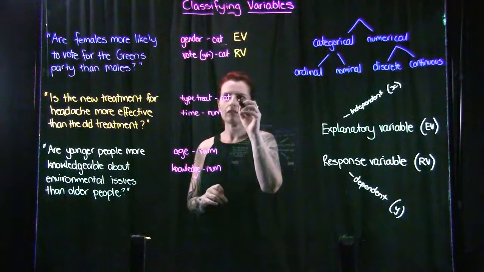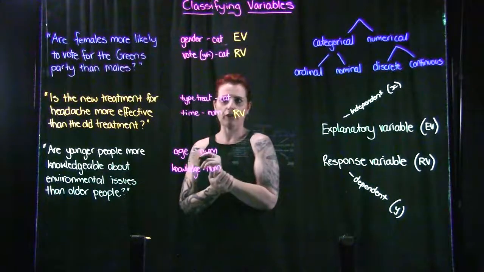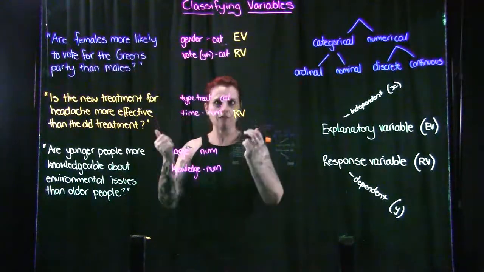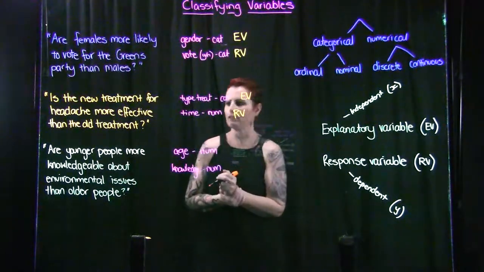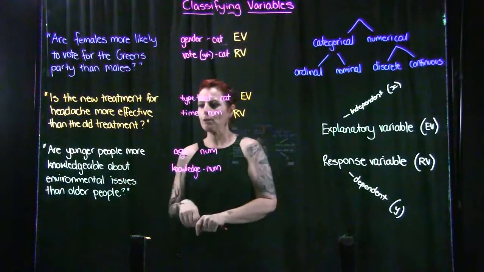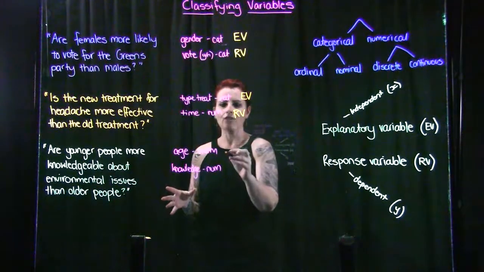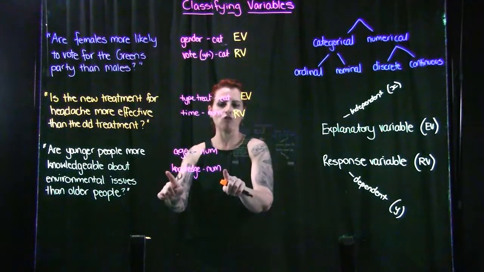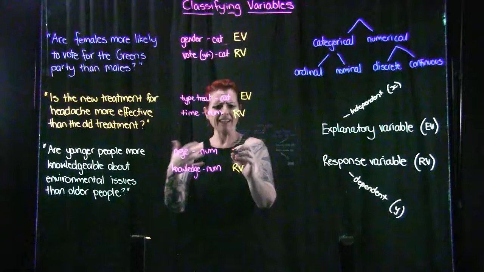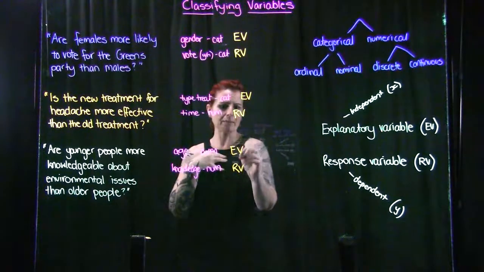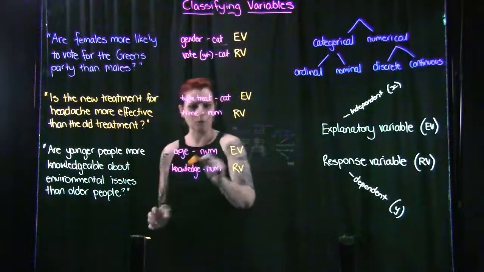Yeah, the time it takes is going to be the response variable, okay? So however long it takes, that's how long. And what we think explains that is the type of treatment that you have. With our last one, younger people being more knowledgeable about environmental issues than older people, we're basically saying, does age affect how much knowledge you have? So the amount of knowledge you have is the response. And we're saying, does your age explain how much knowledge you have about environmental issues? So it would be the explanatory variable.